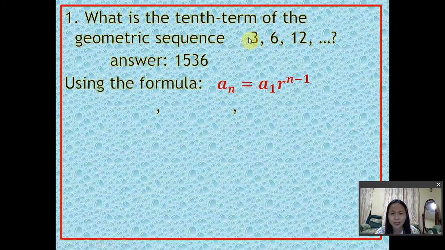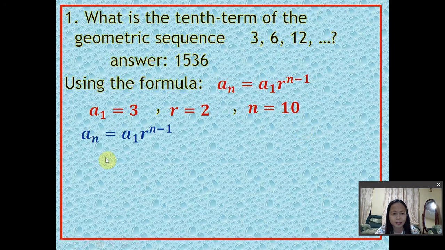How are we going to solve this particular problem using our nth term of geometric sequence formula? First, we identify that the first term is 3, based on our given. Next, our common ratio r is 2. How did we get 2? That is 6 divided by 3, that's 2. 12 divided by 6 is also 2. And our n is 10. How did we get 10? We are asked to find the 10th term, so our n here will be 10. So obviously there will be 10 terms.